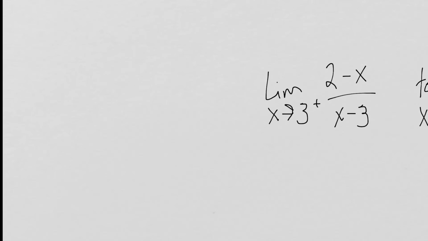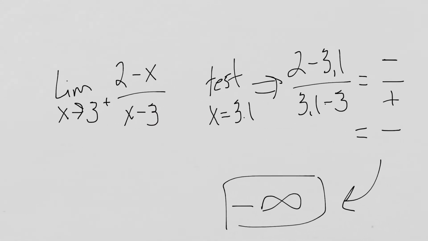Okay, next one. Limit as x goes to 3 from the right. That's what this little plus sign up here means. Fraction bar, top, 2 minus x, bottom, x minus 3. I'd like you to try it. Hit pause. Give it a shot. Okay, here comes the answer.